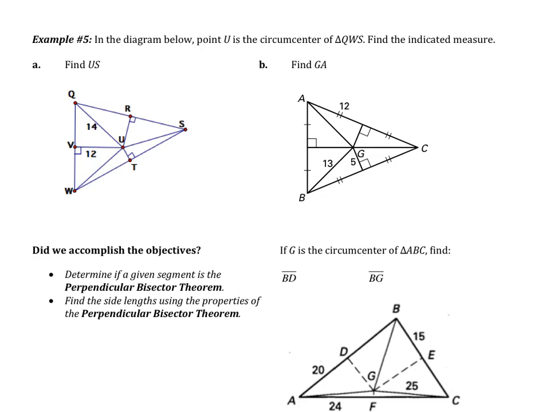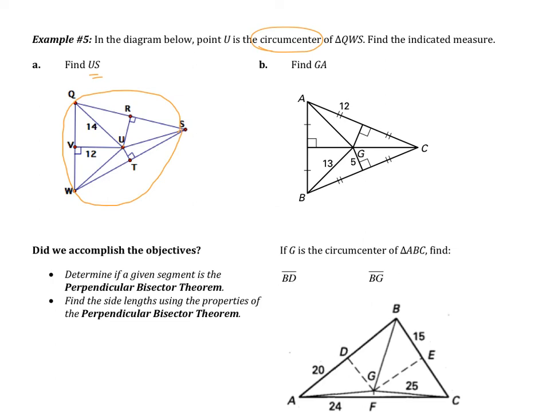Okay, here's our next example. Example 5, it says, in the diagram below, point U is the circumcenter of triangle QWS. Find the indicated measure. So we are asked to find US. Okay, first thing we are told is that U is the circumcenter. Anytime that you are told you have a circumcenter, I would like you to draw in the circle outside of the triangle. So circumcenter, it means the circle is going to go through all three vertices. So it doesn't have to be perfect, but do your best to draw the circle between all three vertices.